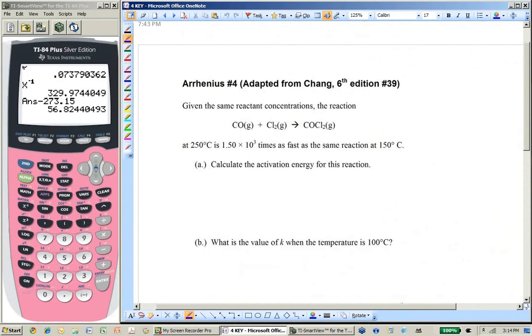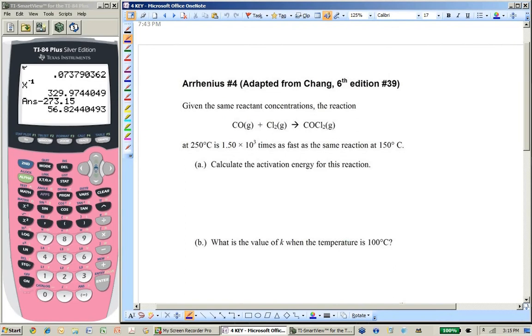Given the same reactant concentrations, the reaction of carbon monoxide plus chlorine gives us COCl2 gas at 250 degrees Celsius. It is 1.5 times 10 to the 3, that's known as what, 15,000? Times as fast as the same reaction at 150. So we've increased the temperature by 100 Celsius degrees. That's a whole bunch of doubling, isn't it? So what do they want me to do? They want me to calculate the activation energy for this reaction.